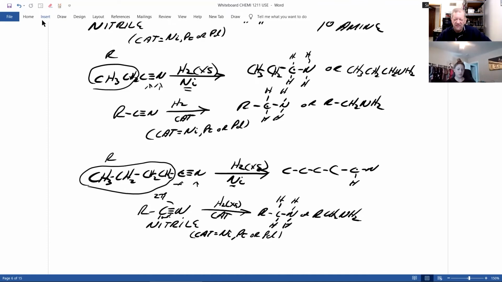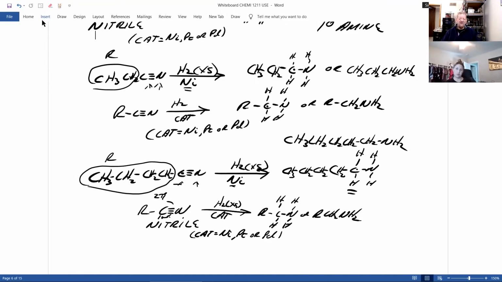And you break the 2 pi bonds, which I did, and each one gets two hydrogens. And I put in the rest because I know there are 4 bonds to carbon. And I could have also written it this way. There's my R group. Then this carbon I can write as CH2. And the nitrogen I can write as NH2.